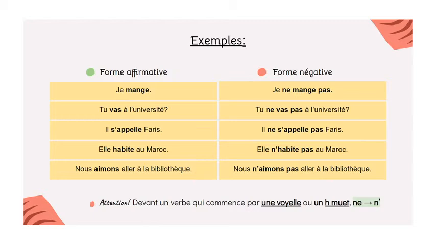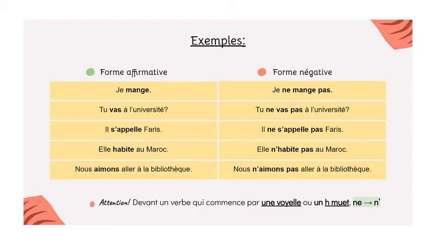Kita ada la négation. Even dekat page 51 tu, kita ada bermacam-macam lagi contoh penggunaan verb aimer. Dekat page 51 korang boleh tengok ada bermacam-macam verb dan bermacam-macam penggunaan perkataan aimer. Perkataan to love. So, okay, sekarang ni kita fokus dekat page 52, la négation.